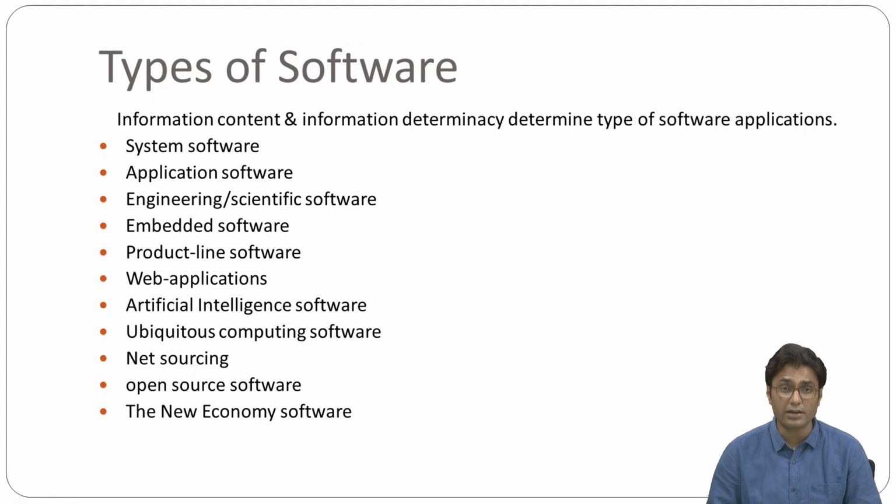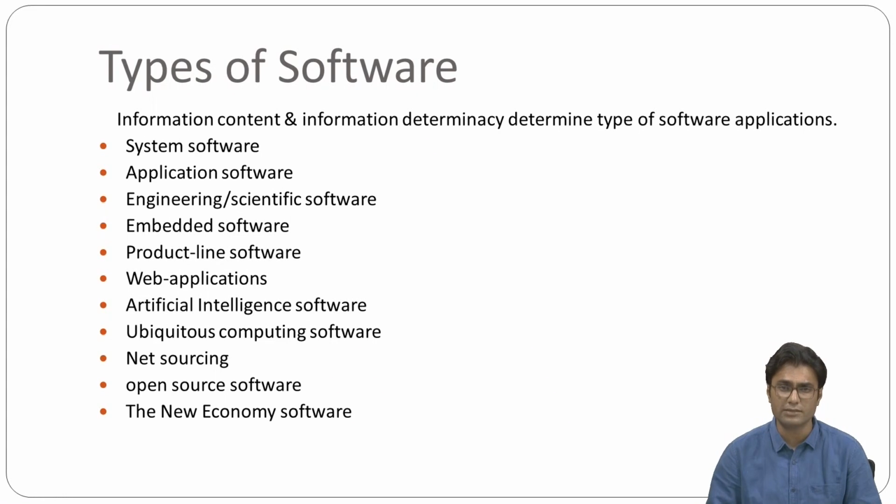Then we have artificial intelligence related softwares. We have net sourcing. Then we have open source software. So these all are the types of software. Then at last we have the new economic software, then system software. So let's start with describing this all the software.